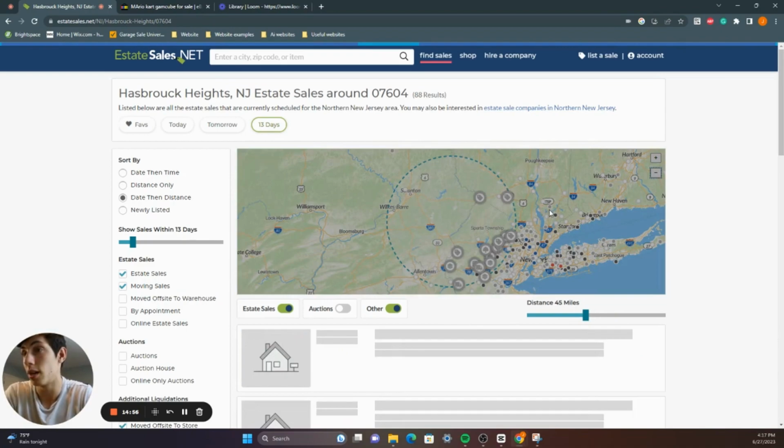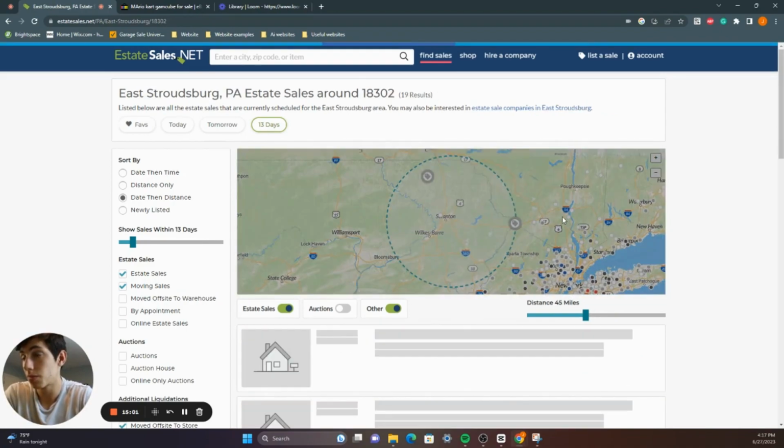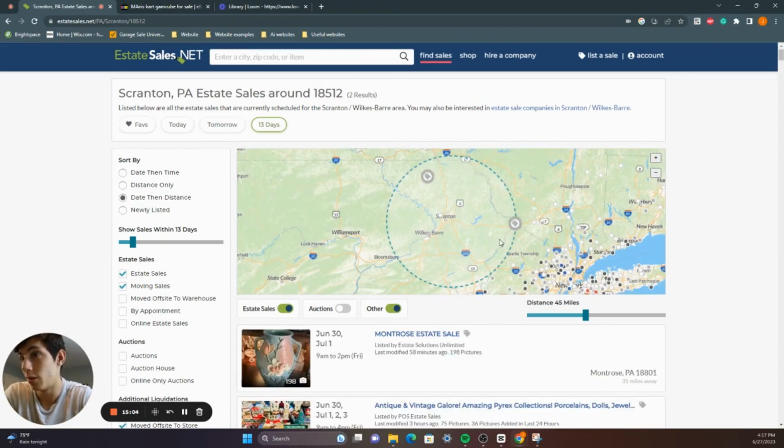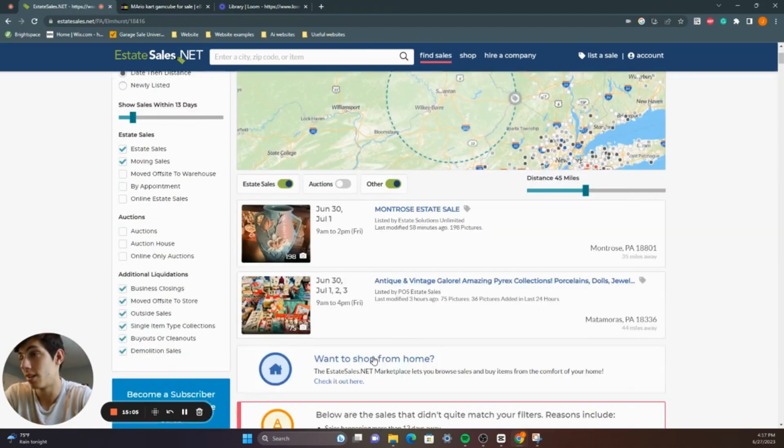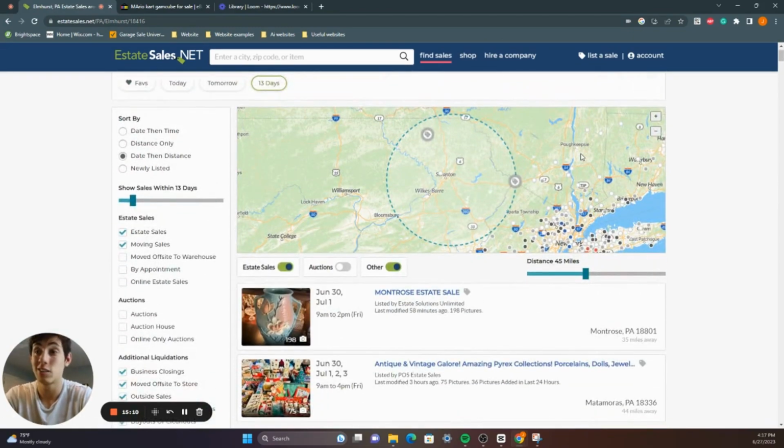I'll go to a place like Scranton. Let's see. There are close to 2 sales within a 50-mile or 45-mile radius. So this app and site is really location dependent.